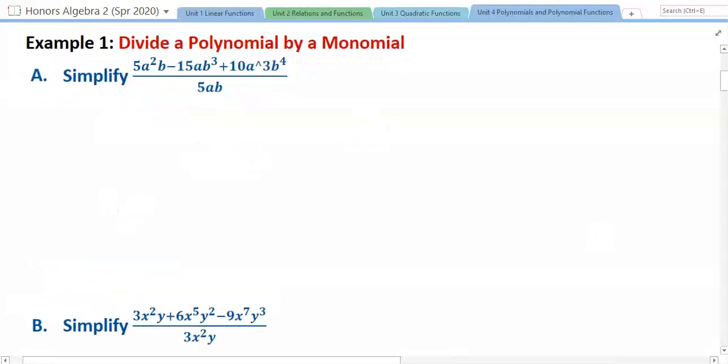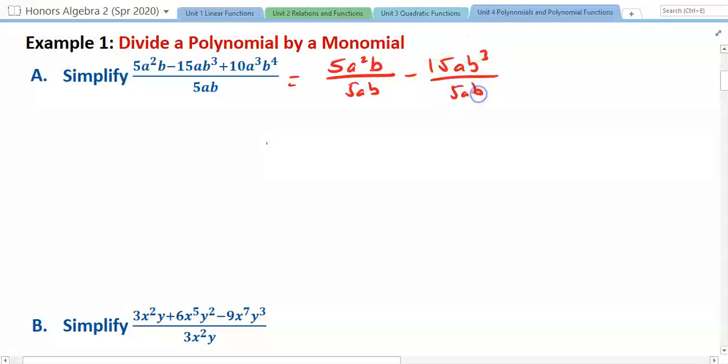Let me fix this text real quick. Boom, magic. So now we've got that cube there. So 5a squared b minus 15ab cubed plus 10a cubed b to the fourth, all being divided by 5ab. And as we look at this example, remember that we could think about it as 5a squared b over 5ab minus 15ab cubed over 5ab plus 10a cubed b to the fourth over 5ab.